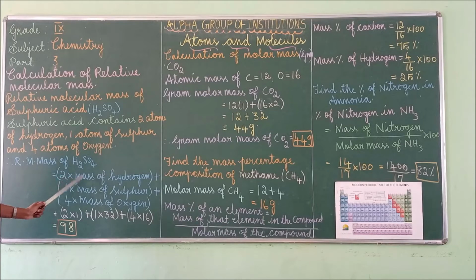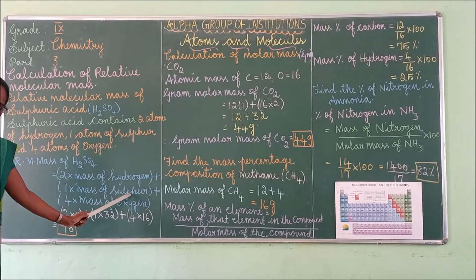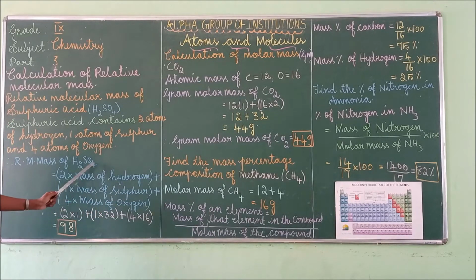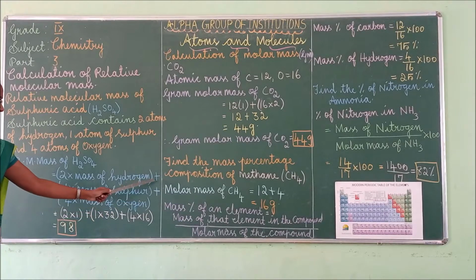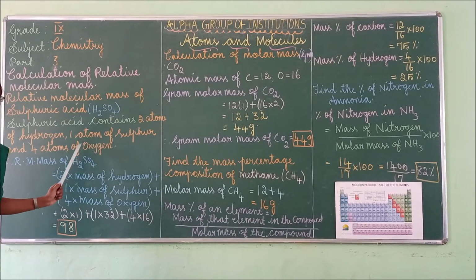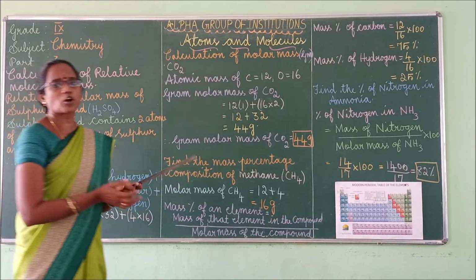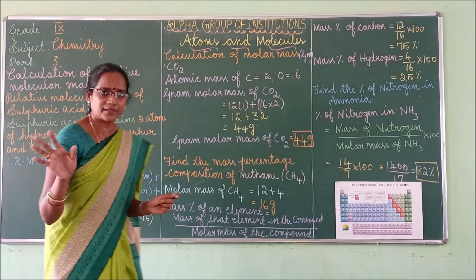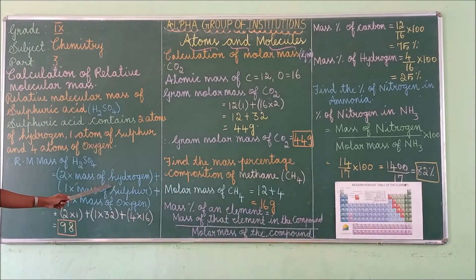So 2 into mass of hydrogen, plus next one. How many sulfur atoms are present? Only one, isn't it? So 1 into mass of sulfur, plus how many oxygen atoms are present? 4 oxygen atoms. So 4 into mass of oxygen. Why are you adding this? Because hydrogen, sulfur and oxygen combine together to form the compound sulfuric acid. So we are adding, right? So this is the next step.